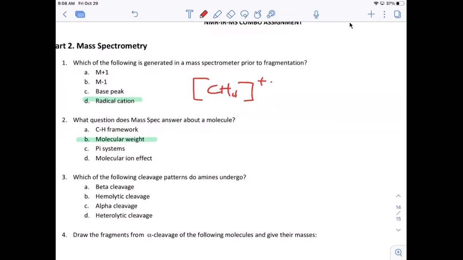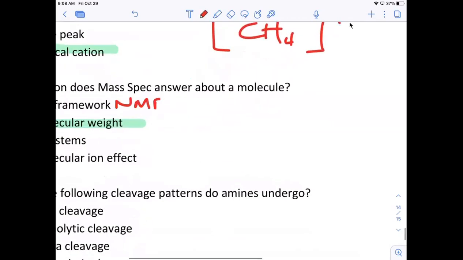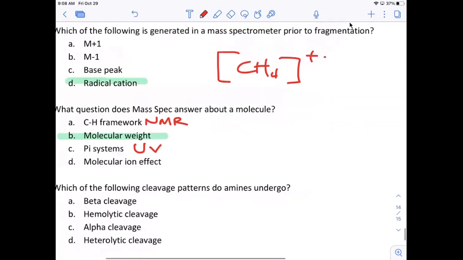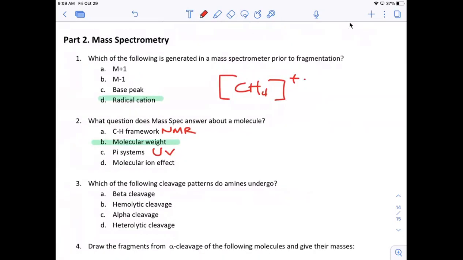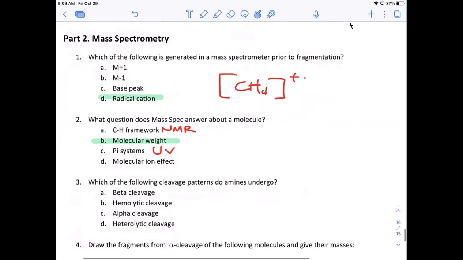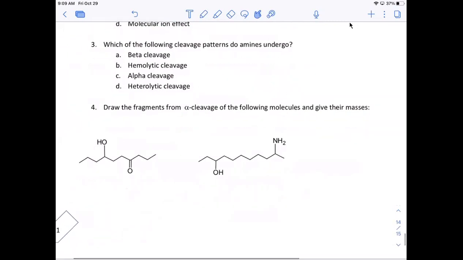So NMR does this, and UV tells you about the pi systems. Molecular ion effect is just a dummy answer. It's not an answer for that question. All right. Which of the following cleavage patterns do amines undergo?